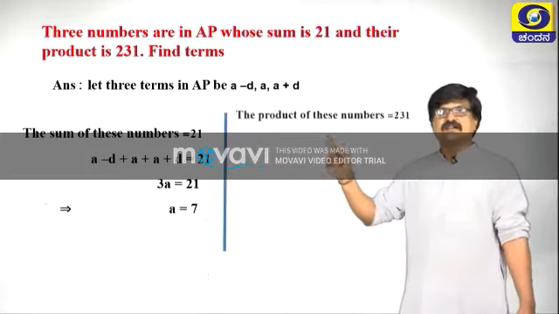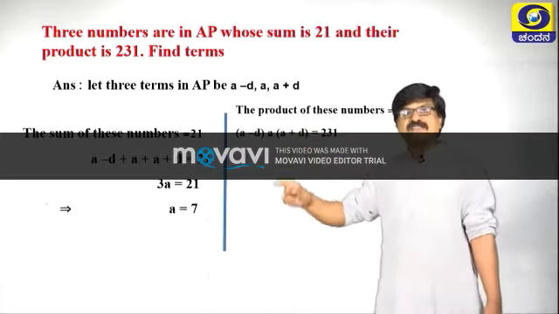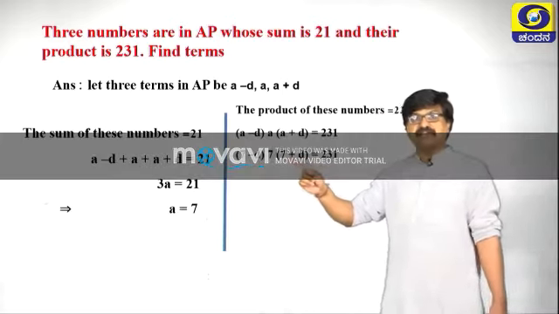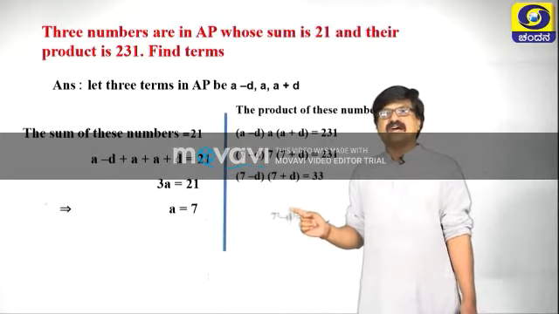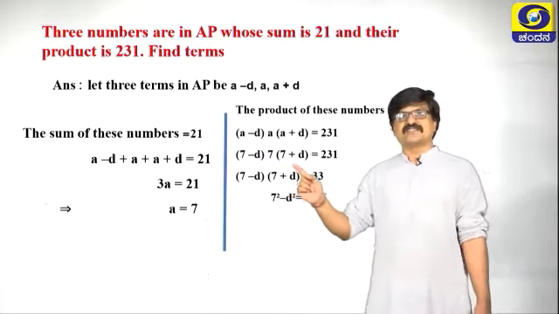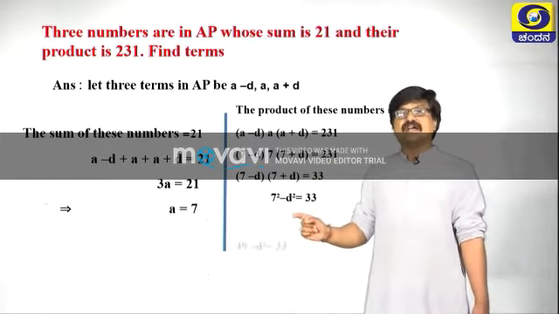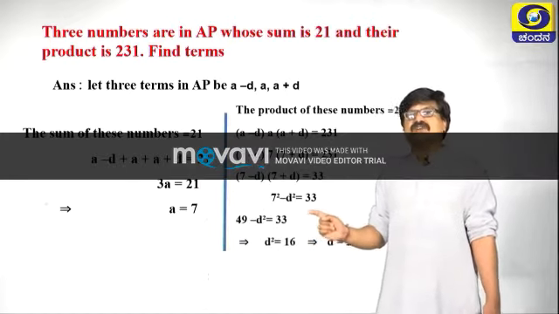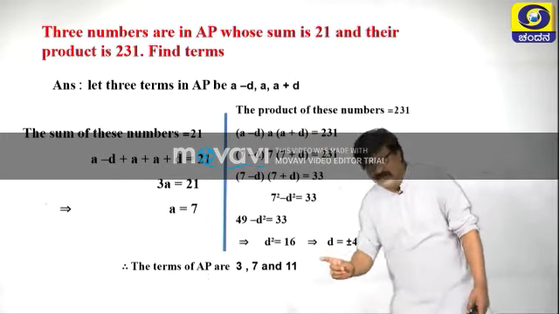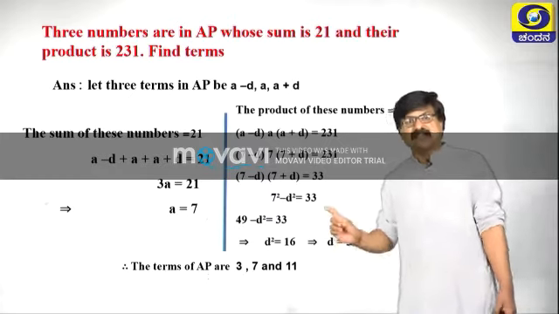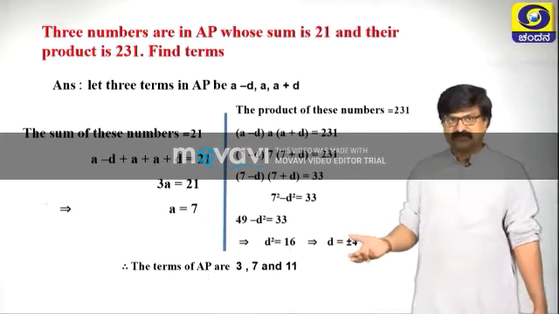Take the product, therefore A minus D into A plus D is equal to 231. Replace the value of A as 7. Apply the formula, that is 7 minus D into 7 plus D as 7 squared minus D squared. Shift this 7 here and divide 231 by 7, which means 33. So D squared value is 33 minus 49, so minus D squared value. Finally, we are getting D squared as 16, D as plus or minus 4, you can write plus 4, right.